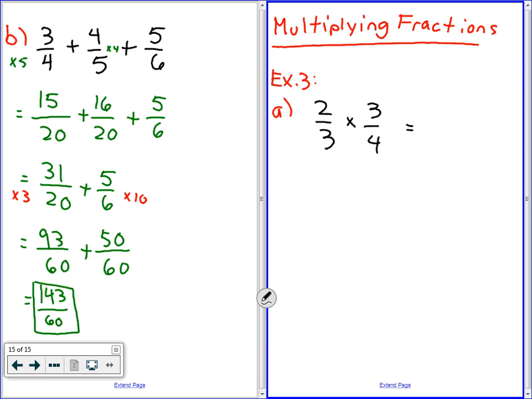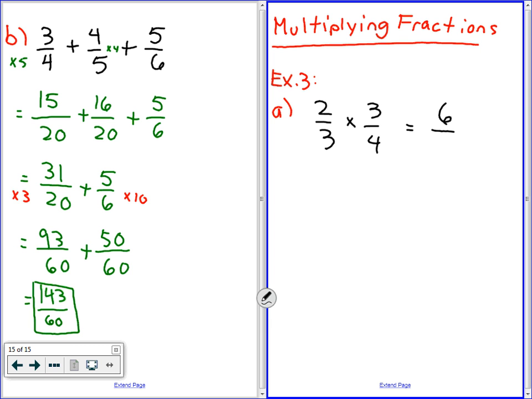2/3 times 3/4. Do you recall how to multiply fractions? Maybe. Okay. Go ahead. The X, if you go across. You go across just like this, that's all you gotta do. Oh, okay, so this one just turns into 6 over 12.